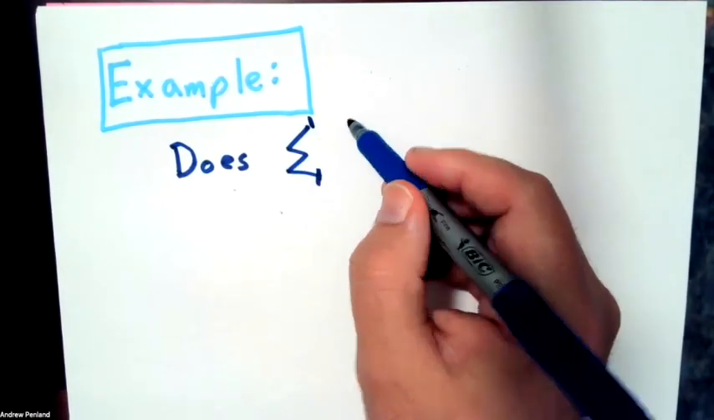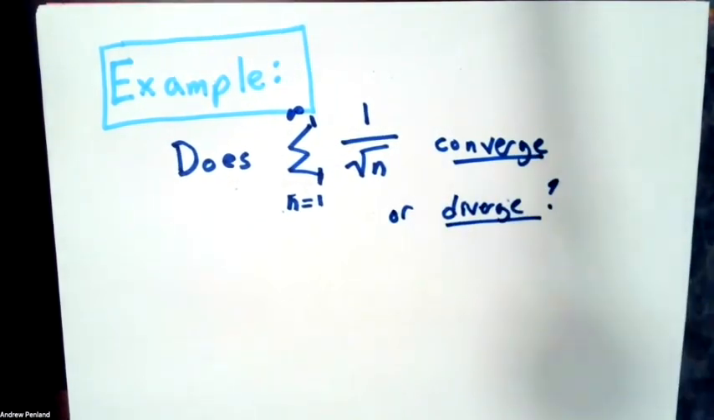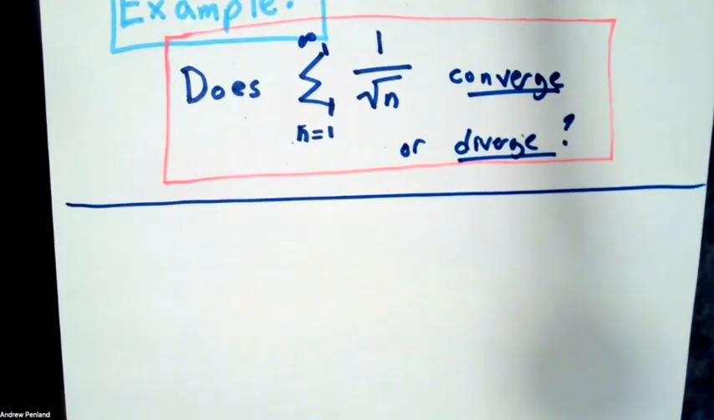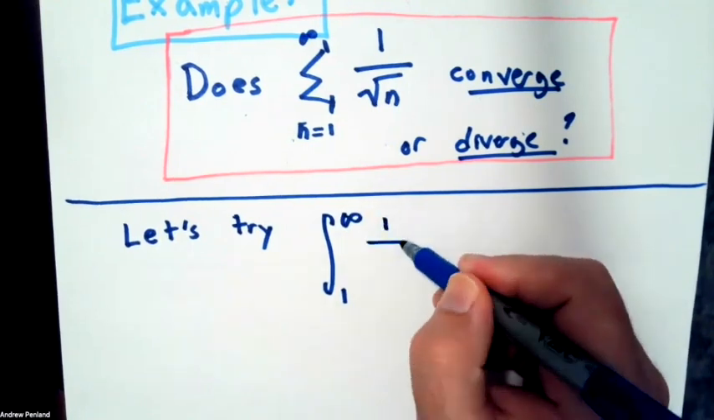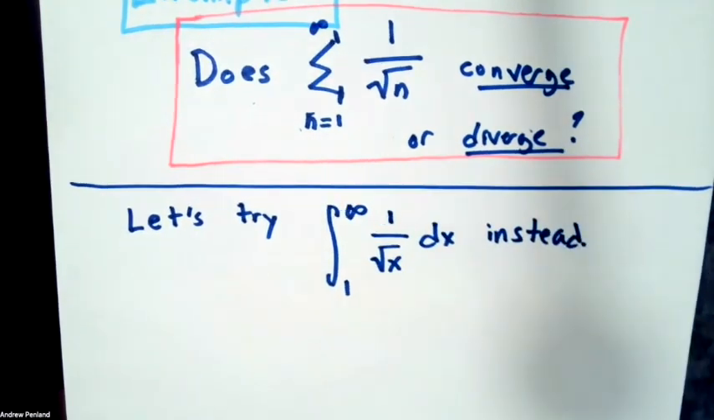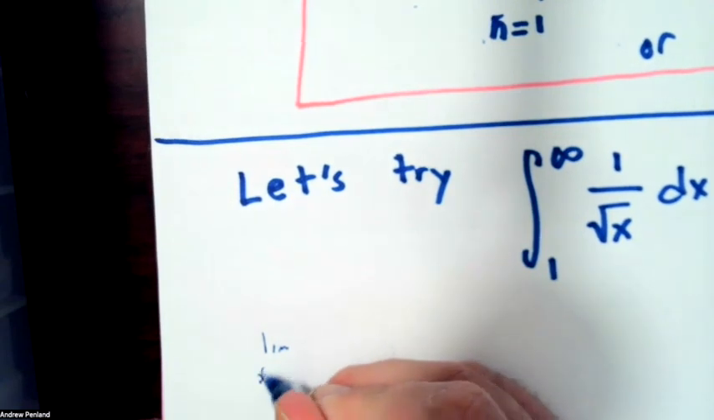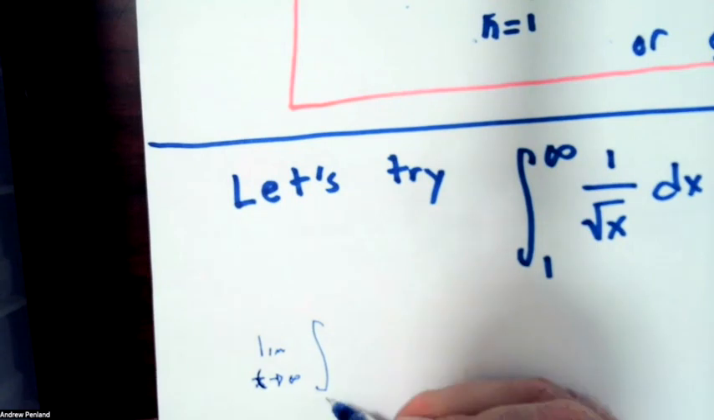As an example of how to use this, let's look at the sum from 1 to infinity of 1 over square root of n. We are asked if this converges or diverges. By the theorem, we can look at the integral from 1 to infinity of 1 over square root of x instead. This integral is approachable with the fundamental theorem of calculus. When we go through the process, we see that this integral diverges.